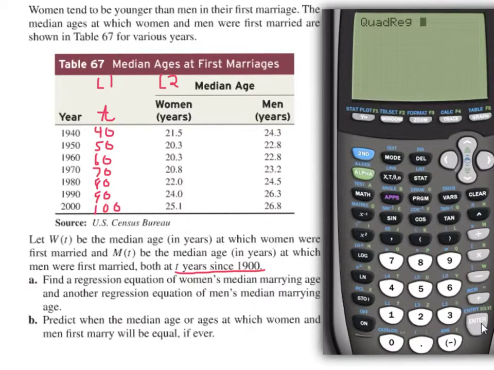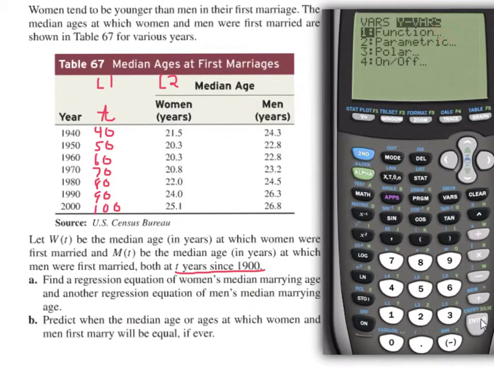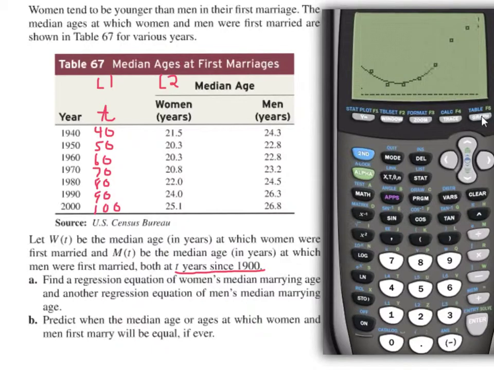Now I'd actually like to have my calculator store the answers into Y1. So I'll hit this vars key and then go to yvars and then function and then Y1. And that'll store the answer in Y1 so I could easily graph it. And then I'll hit enter. And here's the equation. I'll write that down in a minute. And now let's go ahead and graph it so we can see the picture. And you can see that model does fit the points very well.